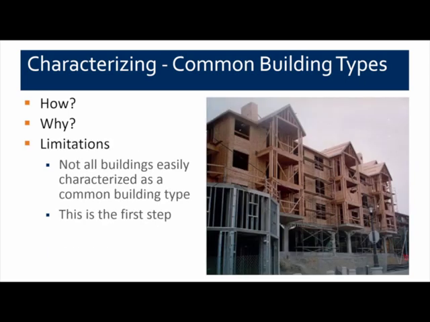Now, there are some limitations to this. Not all buildings will easily be characterized as a particular common building type. In some cases, like the photograph on the right, a building might actually have several different building types encompassed in it. This particular one has wood frame construction on top and concrete construction below.